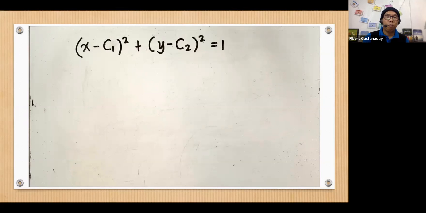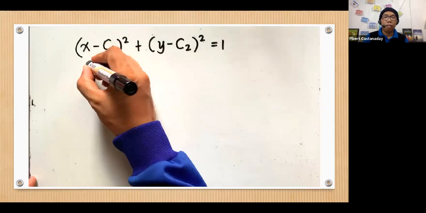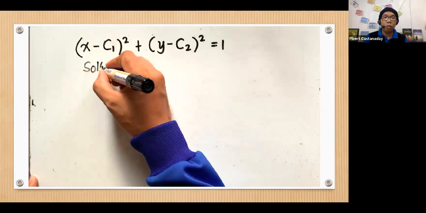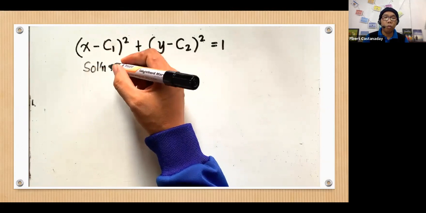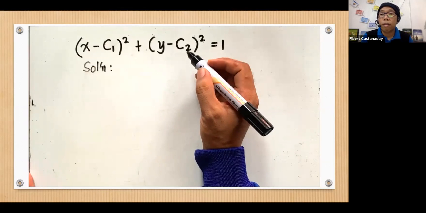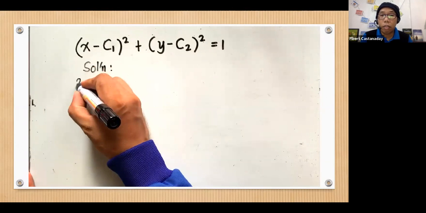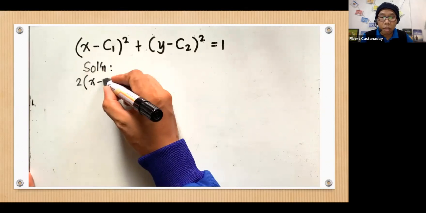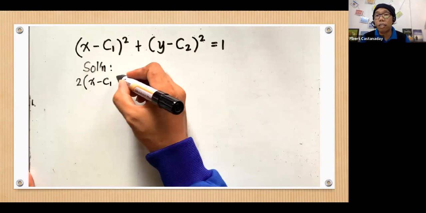So, anyway, let's proceed to this one. So x minus c sub 1 raised to 2 plus the quantity y minus c sub 2 raised to 2 equal to 1. So this example contains two arbitrary constants. It means that you are going to differentiate this twice.